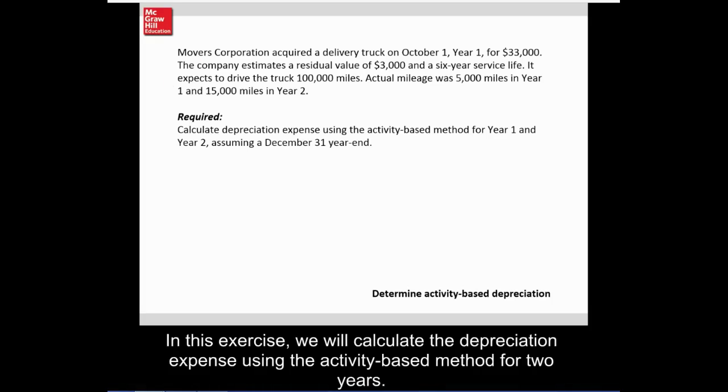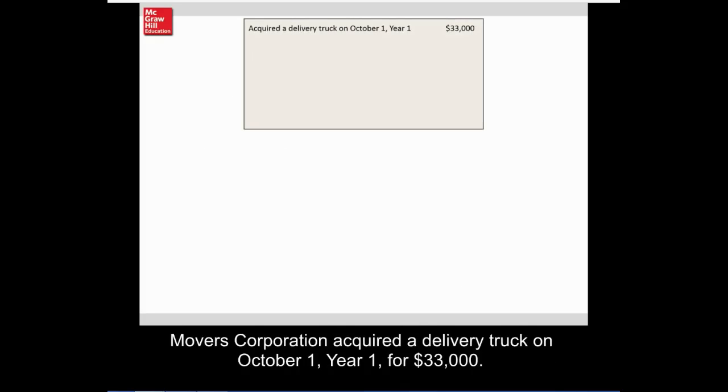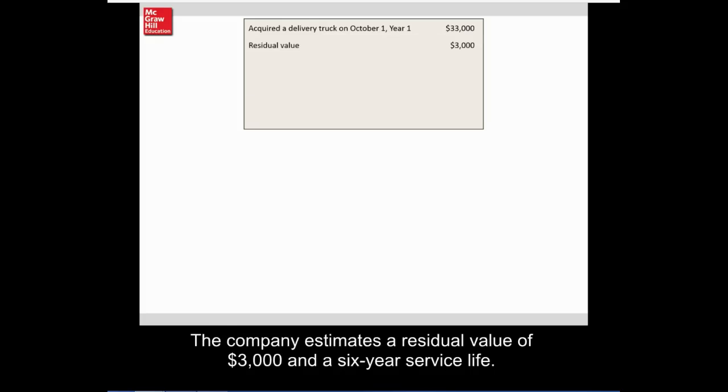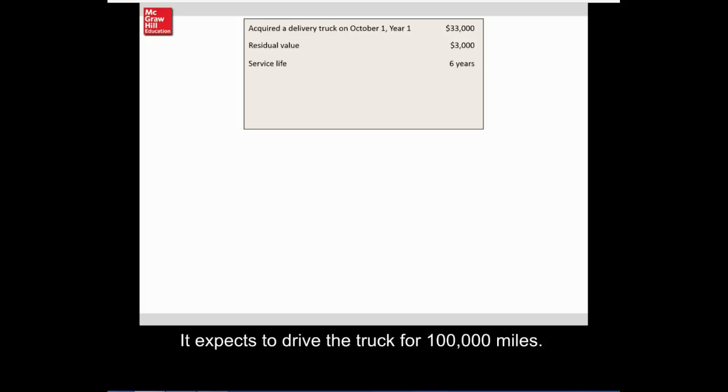In this exercise, we will calculate the depreciation expense using the activity-based method for 2 years. Movers Corporation acquired a delivery truck on October 1, year 1 for $33,000. The company estimates a residual value of $3,000 and a 6-year service life. It expects to drive the truck for 100,000 miles.